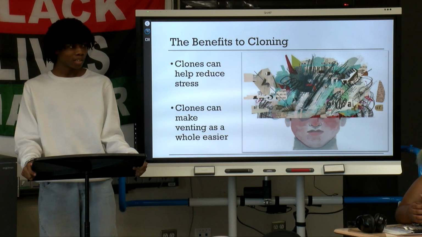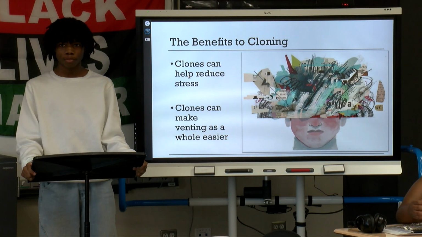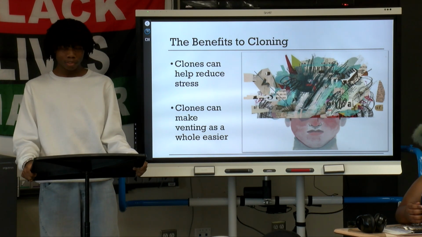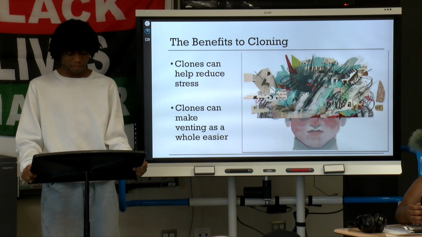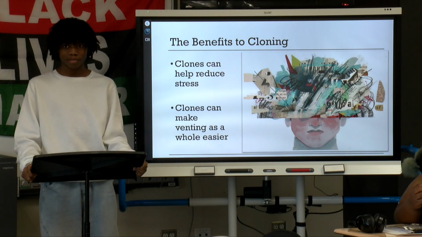Clones present a large issue of identity theft. From 2023 to 2024, there were 1.1 million identity theft reports. If there were clones of people, the rates would go up exponentially. It would be harder on the justice system too.